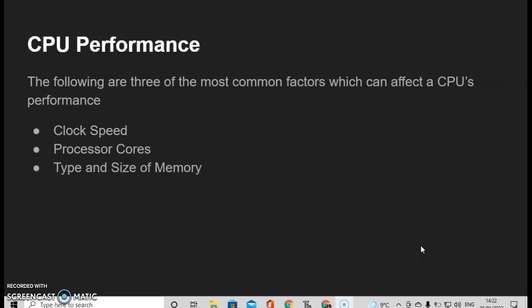In terms of CPU performance, the following are three of the most common factors which can affect the CPU's performance. You've got clock speed, processor cores, and the type and size of memory. Now, one of these could be unbelievably brilliant, and you might have another one or two of them not so good. I'd always try and think of the comparison.